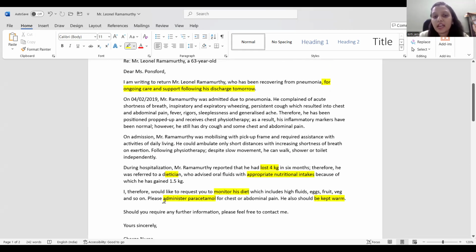If you request that the reader administer paracetamol, it should be very clear why I'm requesting this. The patient still has, here you can see, some dry cough and chest pain. So that justifies my request of administering paracetamol. I'm requesting that please keep the patient warm. So here I should have the history that the patient got fever and rigor. So this is how your purpose is elaborated or explained throughout the letter.